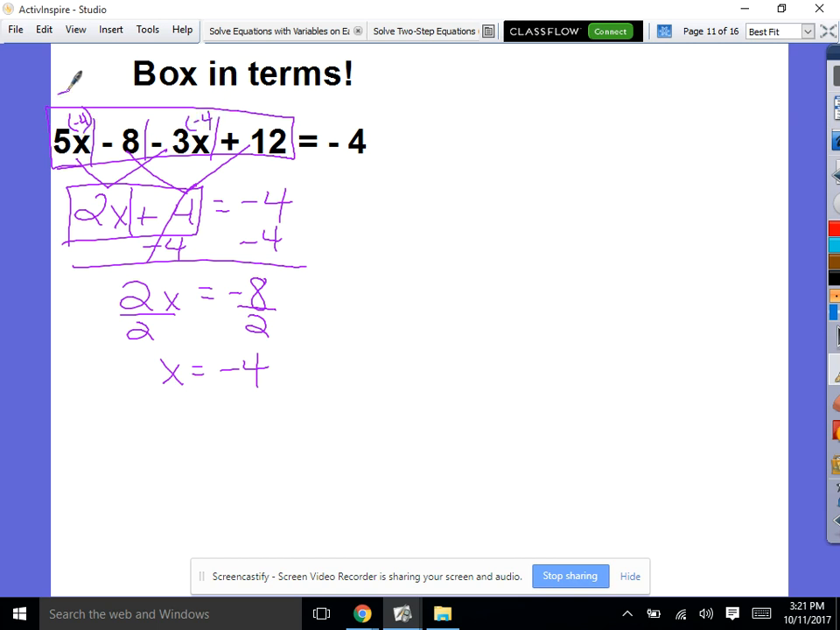So that gives me negative 20 minus 8 plus 12 plus 12. So negative 20 minus 8 is negative 28 plus 12 plus 12, that would be plus 24, would be negative 4.